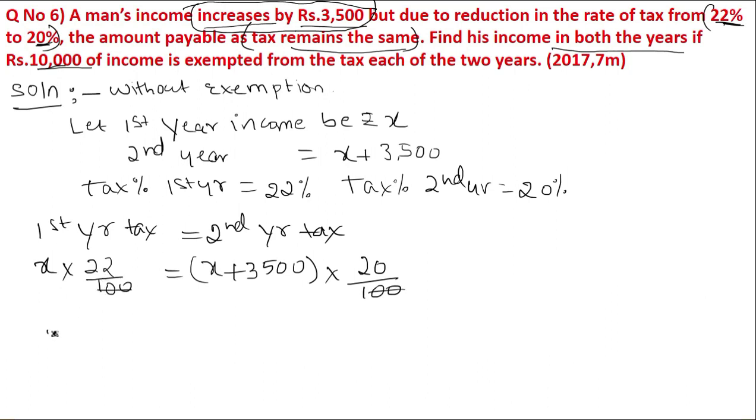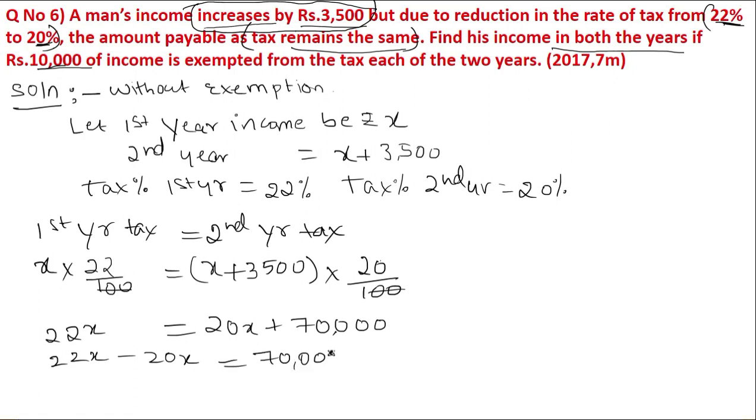So 22 into x will give 22x, equal to 20x plus 20 into 3,500. So 35 times 2 is 70, and 3 zeros for 3 zeros, so 70,000. Correct. So now 20x goes to that side, becomes minus 20x, equal to 70,000. So 22x minus 20x, how much? 2x is equal to 70,000. Okay, I'm writing it here.